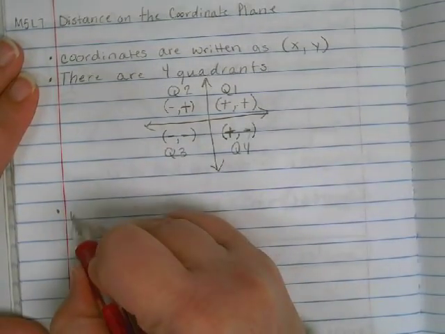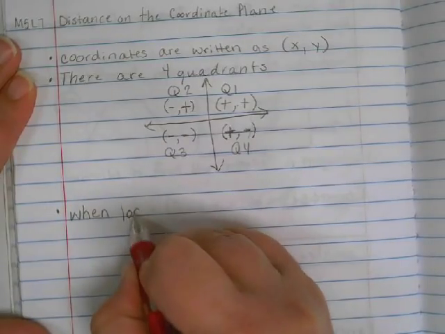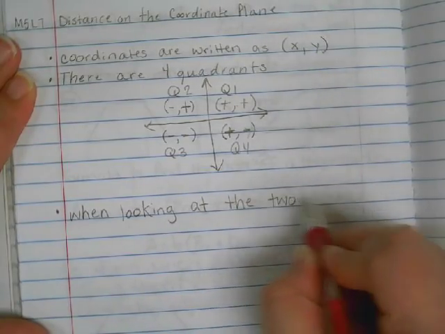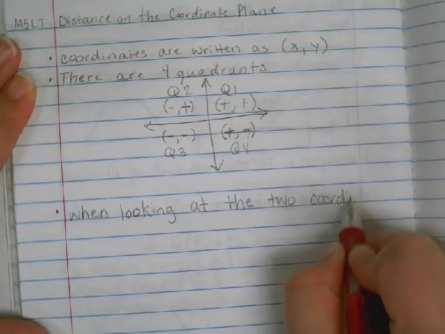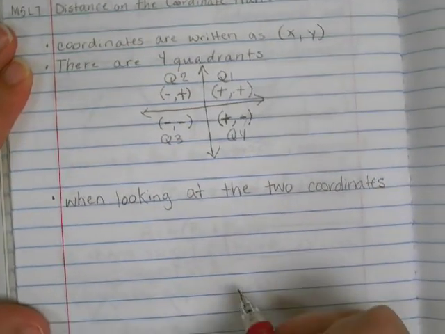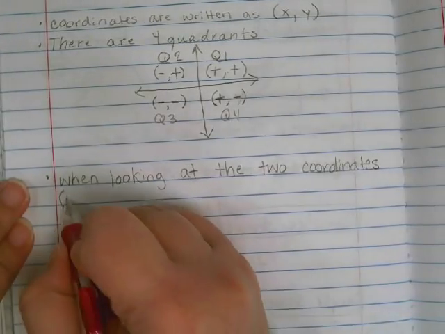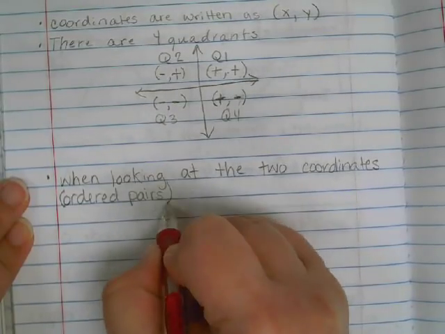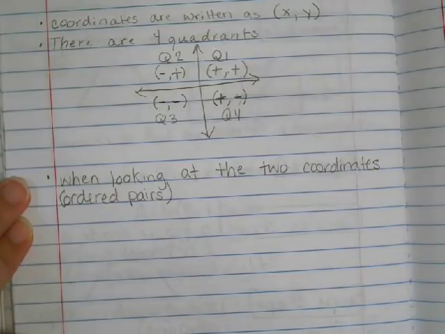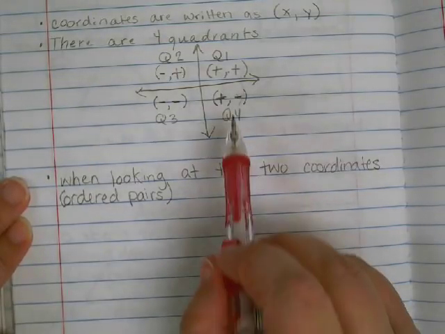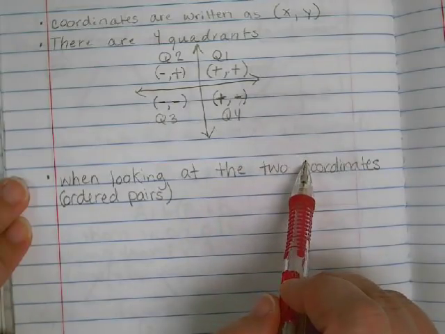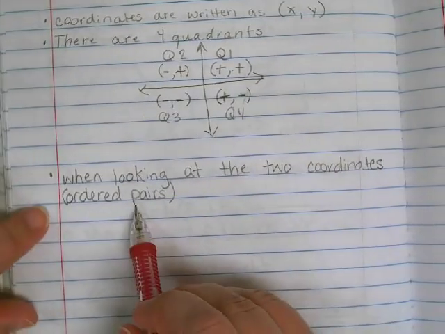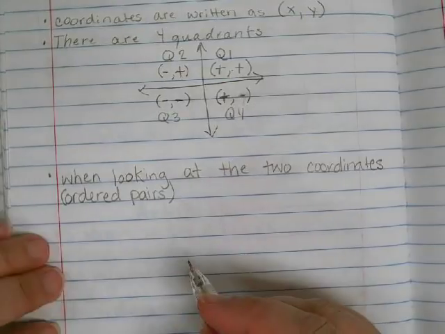When looking at the 2 coordinates, or ordered pairs, they're referred to using the same terminology. Once it's placed on a coordinate plane, it's called a coordinate. Before you plot the numbers, when you are just given the x number and the y number, those are ordered pairs. So we can use those terms interchangeably.